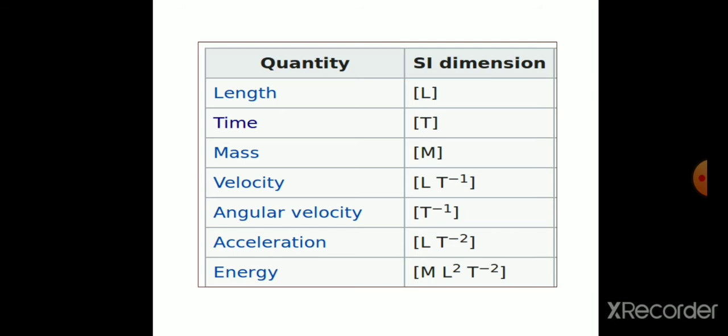For example, the quantity length is represented by capital L and dimensions are always written within square brackets. Time is written as capital T and mass is written as capital M. The SI dimension for velocity is LT raised to minus 1. Angular velocity is T raised to minus 1. Acceleration is LT raised to minus 2 and energy is ML square T raised to minus 2. In the coming modules, we shall discuss how to find the dimensions.